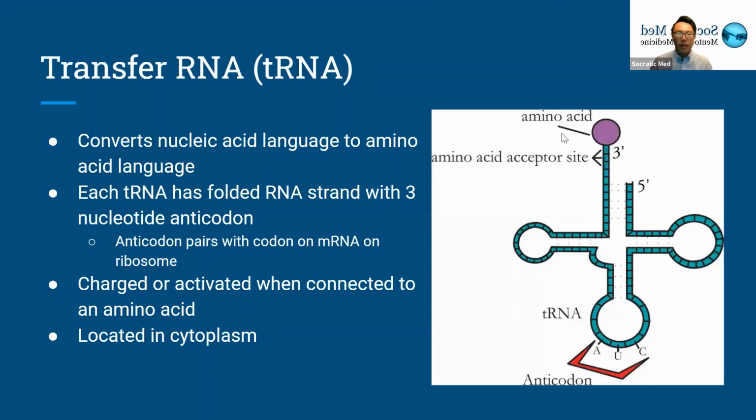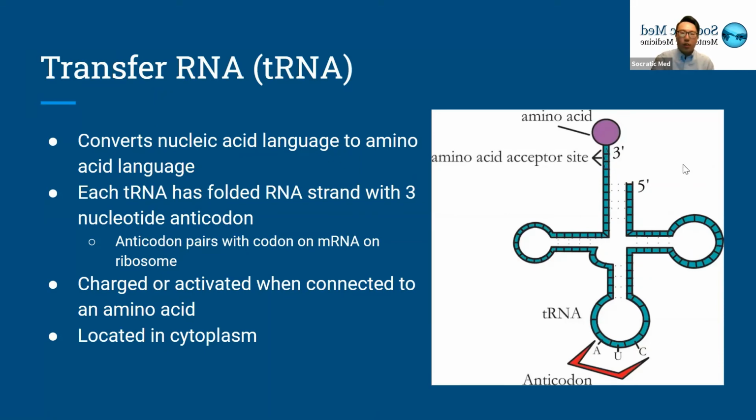And then the next kind of RNA is transfer RNA, otherwise known as tRNA. This converts nucleic acid language into what I call amino acid language. This is the part where you're actually making the protein. You're using the information from the DNA and RNA and converting it into amino acids.